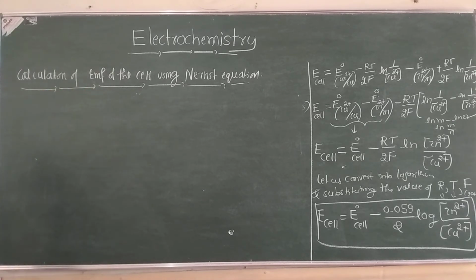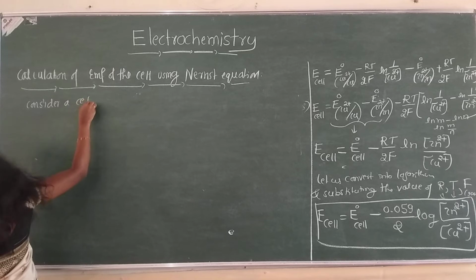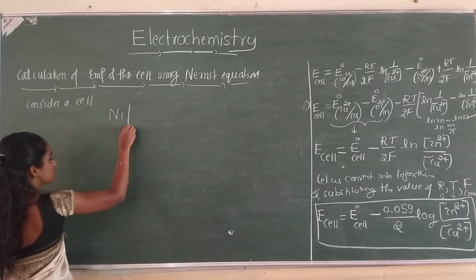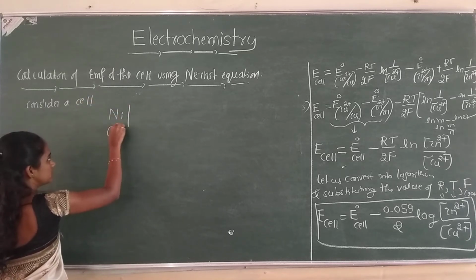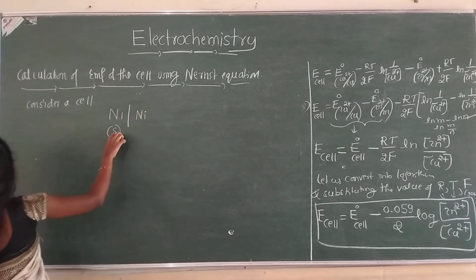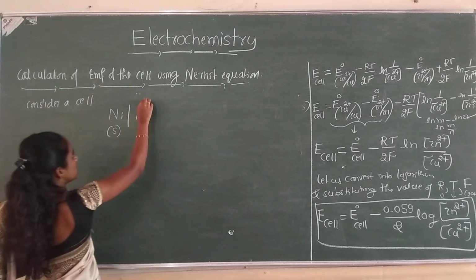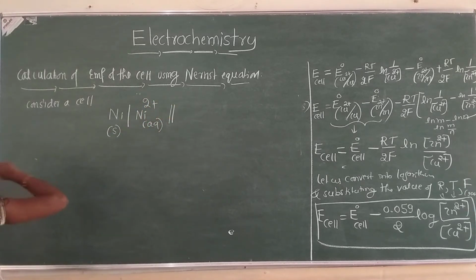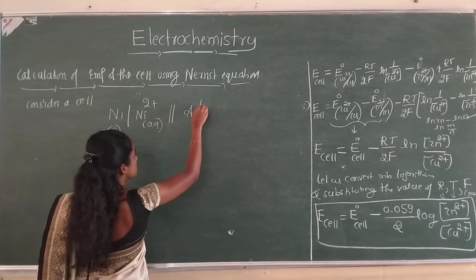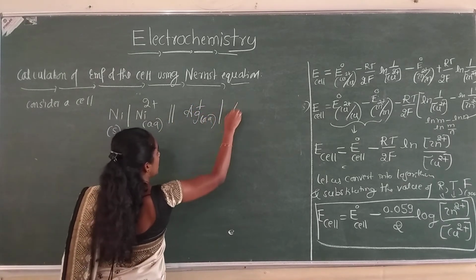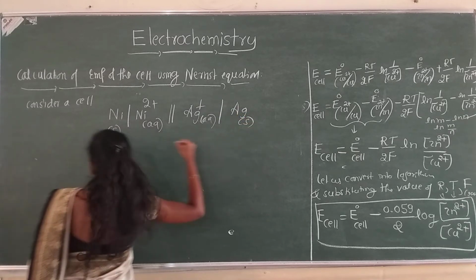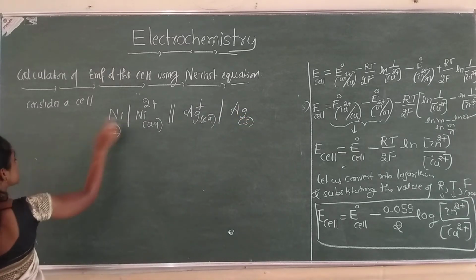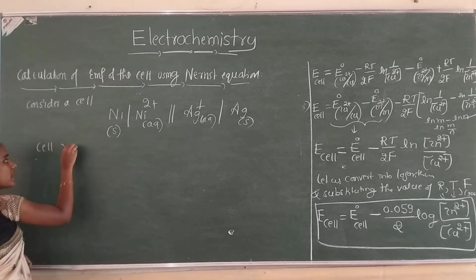So let us consider one example. Let us consider a cell. It is given already. Note it down. Nickel in a solid state, solid form, and nickel 2 plus ion in solution, salt bridge. Next is silver ion, Ag plus, aqueous, single vertical line, silver, Ag. Okay, this is given. Based on that, we should write the cell reaction.